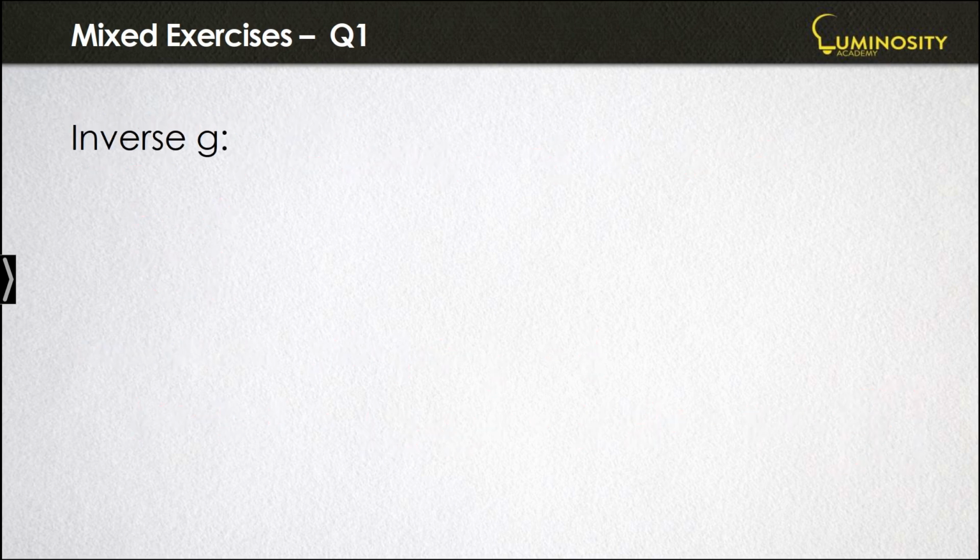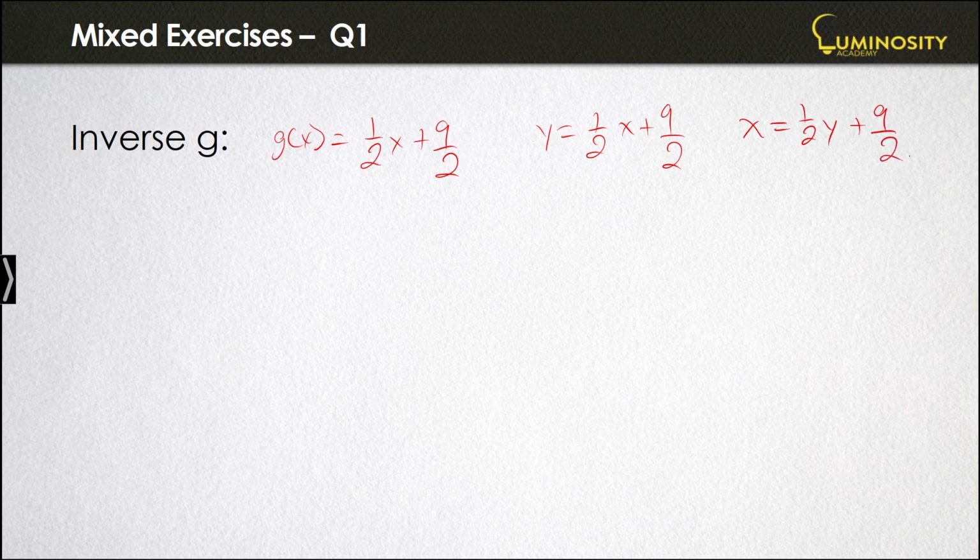Now it's asking if you can find out the inverse of g. So for this, we want to take a look at what our g was. So g of x was equal to 1/2 x plus 9 over 2. If you remember what we used to do in order to find our inverse, we first write it down as y equals 1/2 x plus 9 over 2, and then we swap our x and y's. So we have x equals 1/2 y plus 9 over 2.